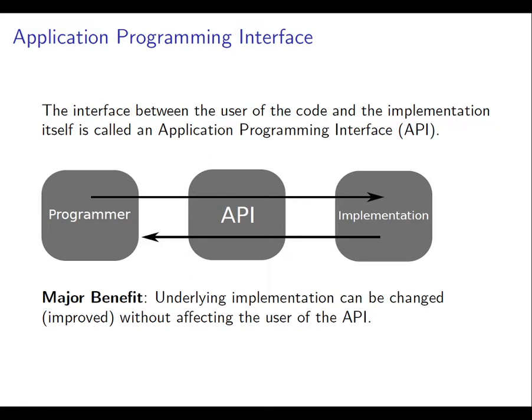In other words, we insert a narrow contract, if you like, between a person writing a program that uses a library function and a person providing the library function, such that either side can change the part they're responsible for without affecting the other party on the other side of the API.